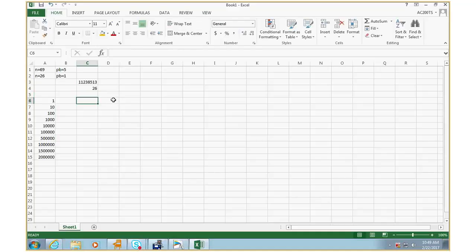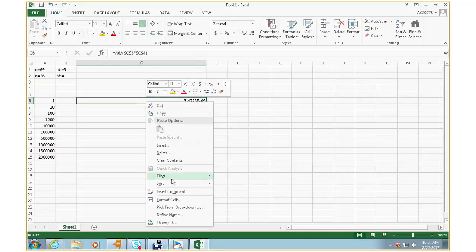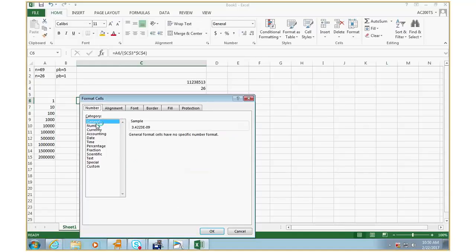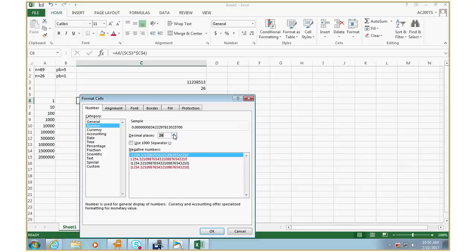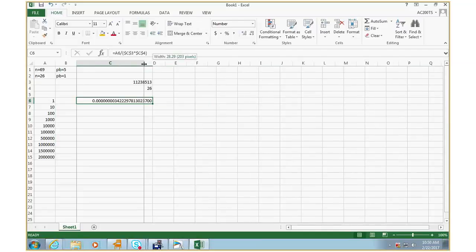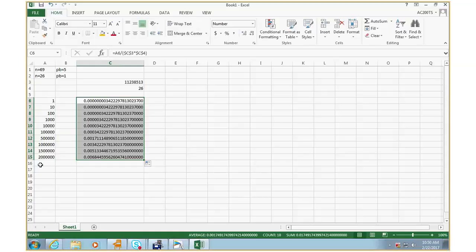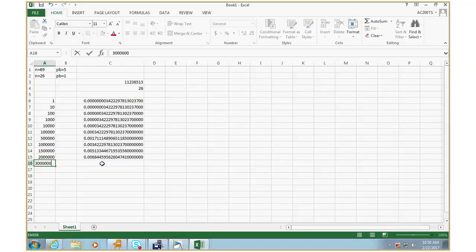And then we take this guy, equals this number divided by parentheses this number locked times this number locked. F4, Control there, and enter. And then we change this and this, format, numbers. Let's take it to 24 decimal places. There. And we can shorten it a little bit now. And then we copy that down. And let's add 3 million while we're at it. There we go.